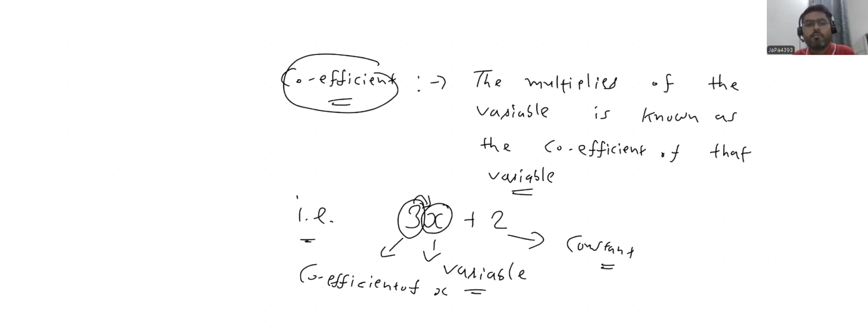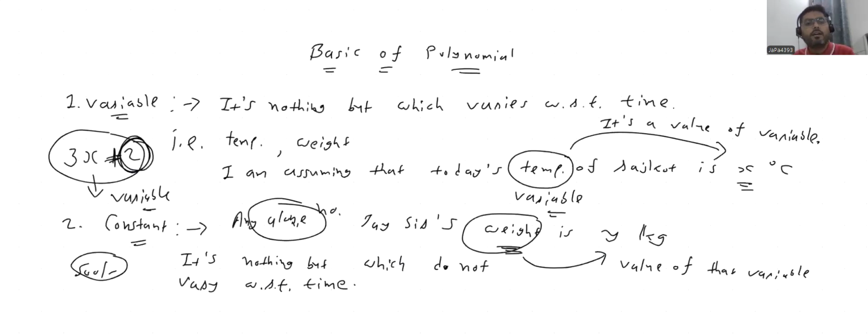Let me revise quickly whatever we have learned in today's session. In today's session, we have learned the basics of polynomials, right? There are three basic pillars. What are they? First one is a variable, second one is a constant, and third one is a coefficient, right? The variable, now it's clear, right? Whenever any person asks you what the variables are, don't say x, y, and z are the variables, but say it's nothing but which varies with respect to time, and give them the real time examples I have given to you.